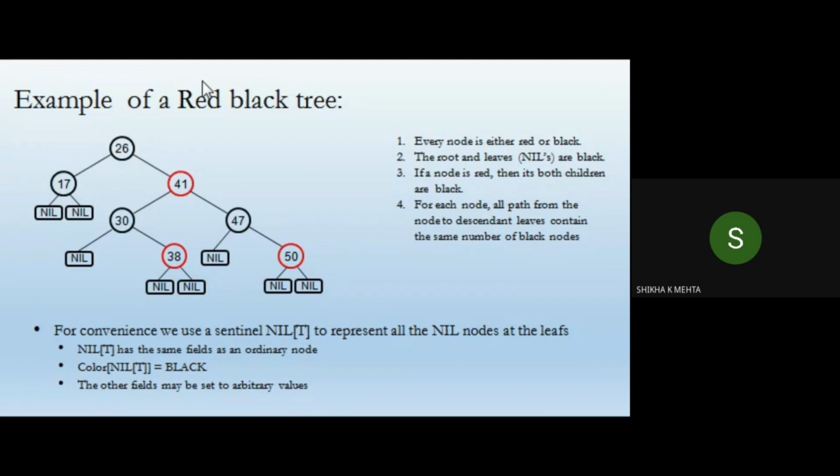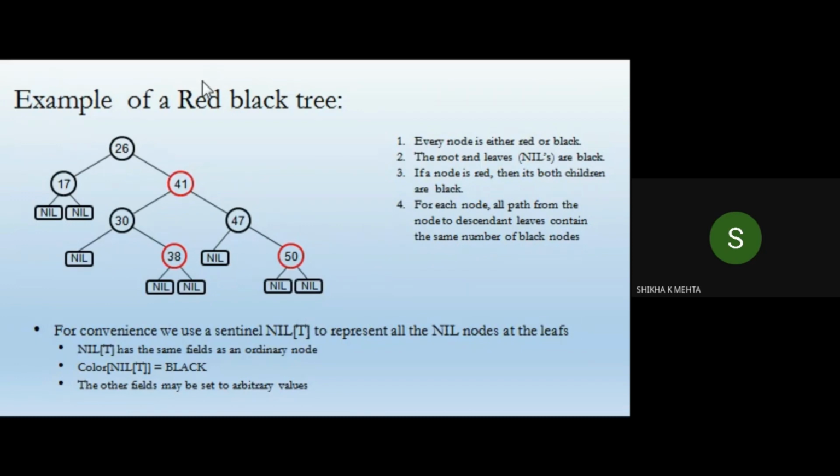So here you can say the red node has both children black, as you see. The third property says if a node is red, then both its children are black. And for each node, all paths from the node to descendant leaves contain the same number of black nodes.